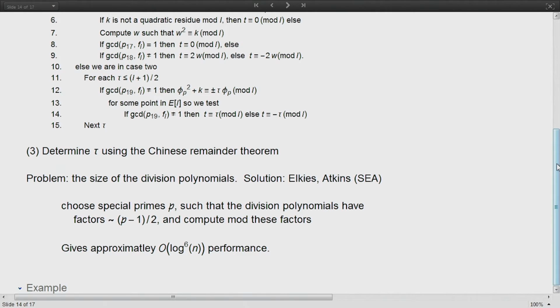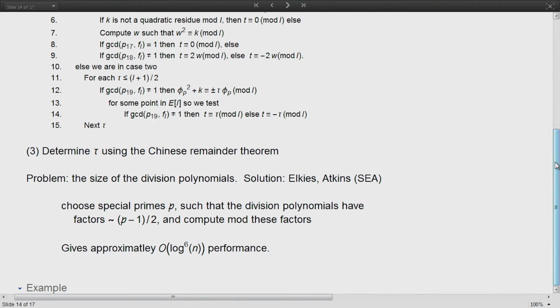The problem is the size of these polynomials grows as n squared, and so it dies at around 80 or 90 digit numbers. The solution provided by Elkies and Atkin was to find special primes so that there are divisors of the division polynomials that grow linearly with the prime size. And this gives nice performance, order log to the 6th power of n. So going back to the 100 digit number, assuming this is base 10, that's 100 to the 6th, which is only 12 digits multiple. So your 1 microsecond becomes a couple of hours, maybe, instead of thousands and thousands of years.